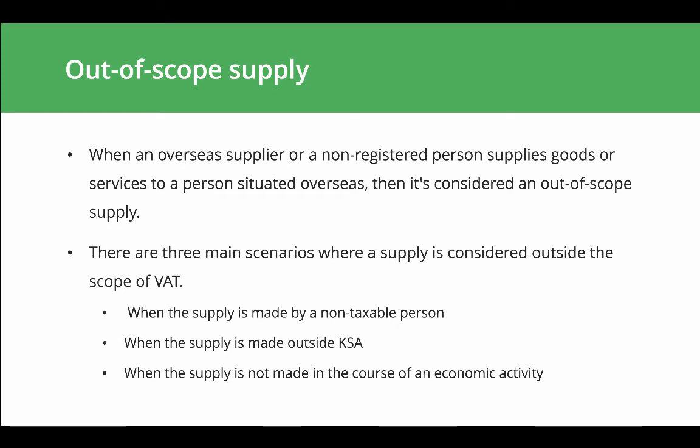Out of scope supply. When an overseas supplier or a non-registered person supplies goods or services to a person situated overseas, then it's considered out of scope supply. Now there are three main scenarios where a supply is considered outside the scope of VAT. They are: when the supply is made by a non-taxable person, when the supply is made outside KSA, when the supply is not made in the course of an economic activity. Say for example, certain government activities or supplies made with no economic benefit. Now this includes providing goods or services to a different department within your own business.